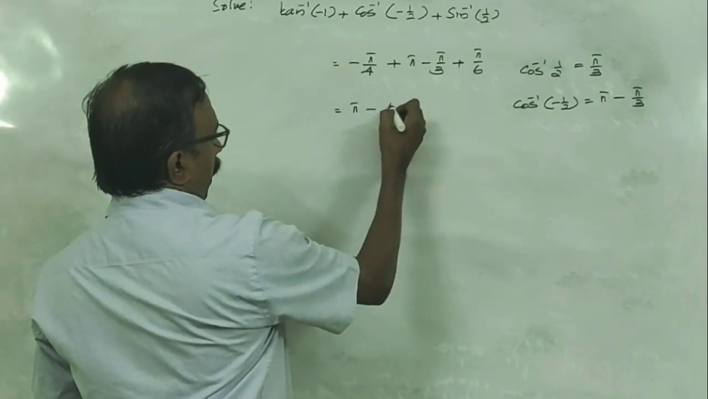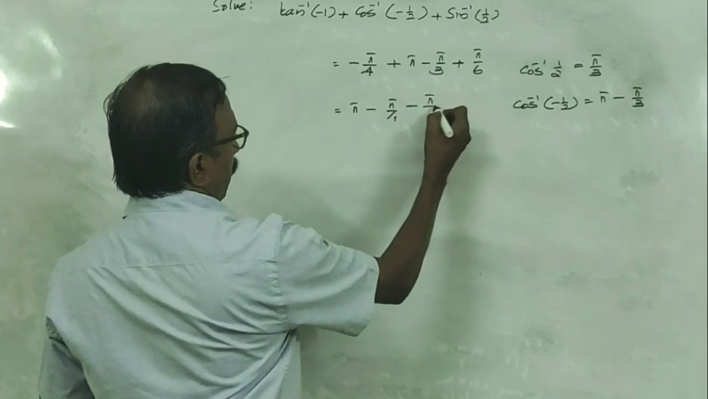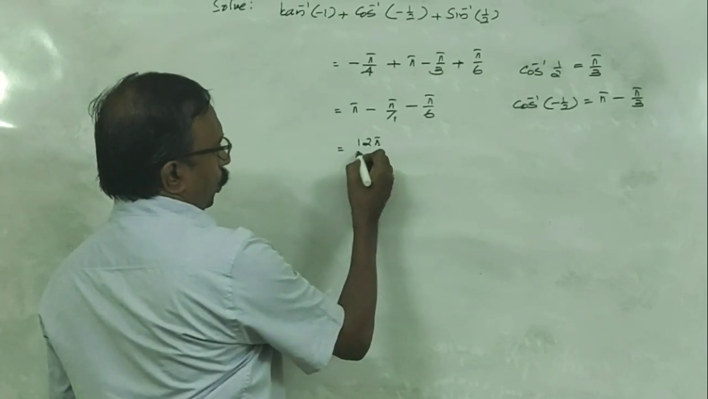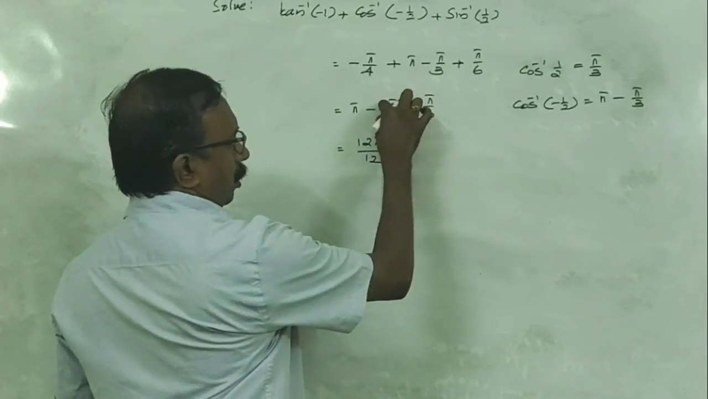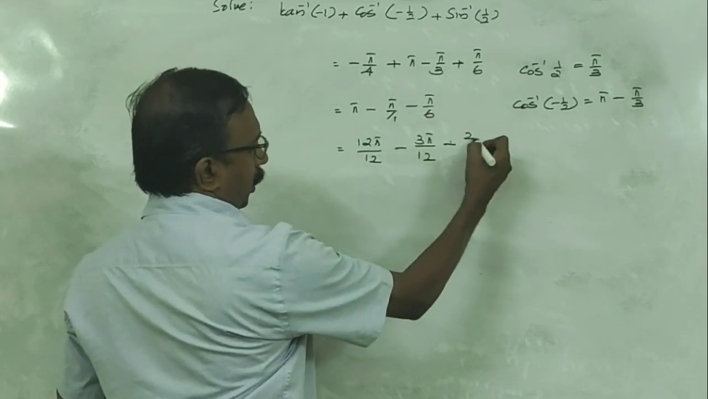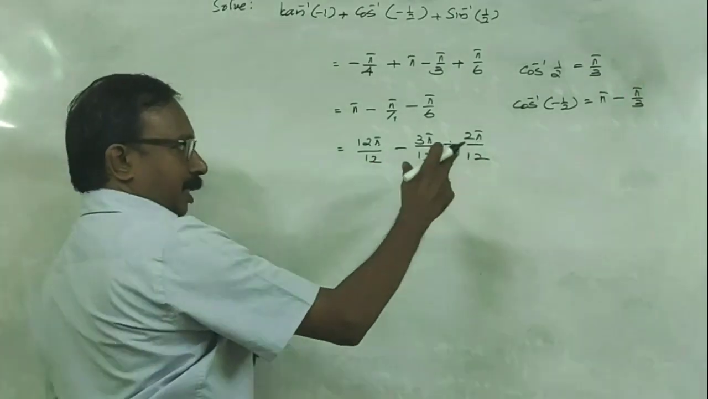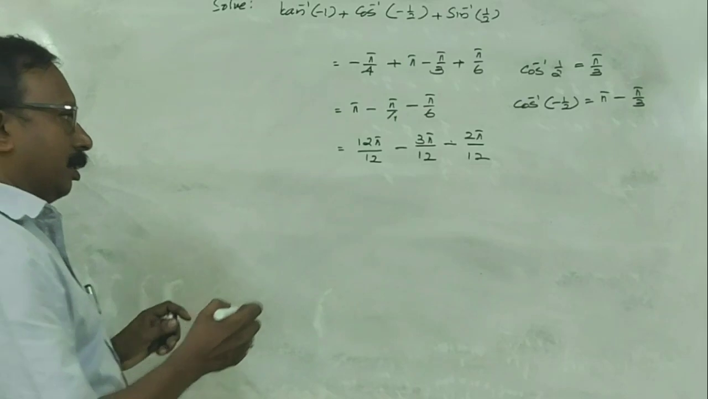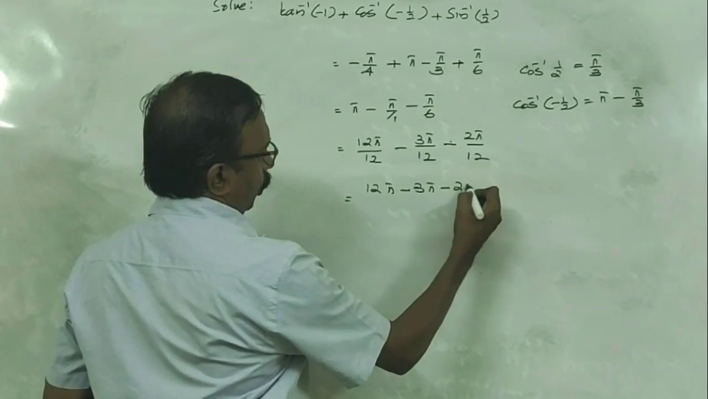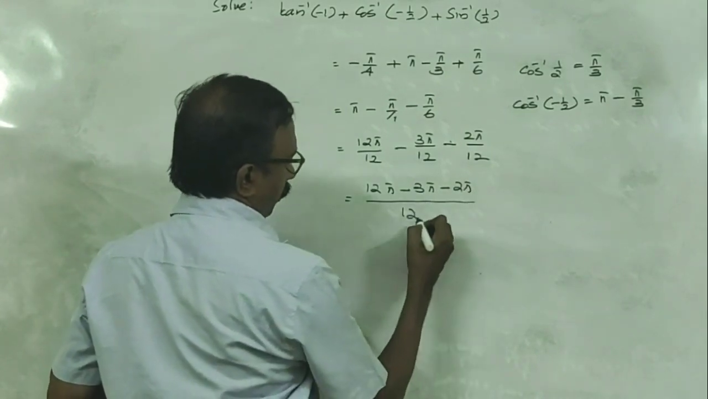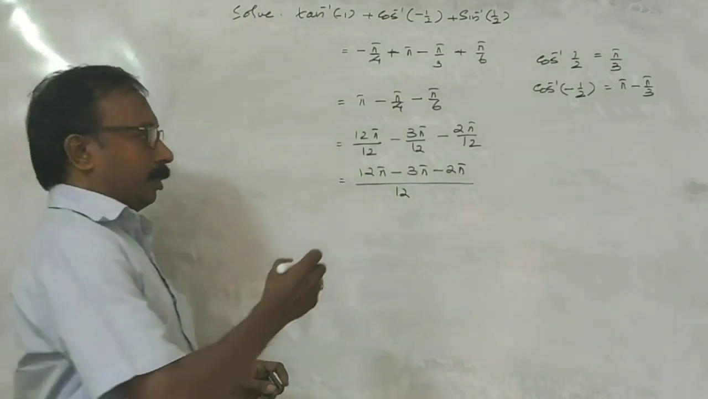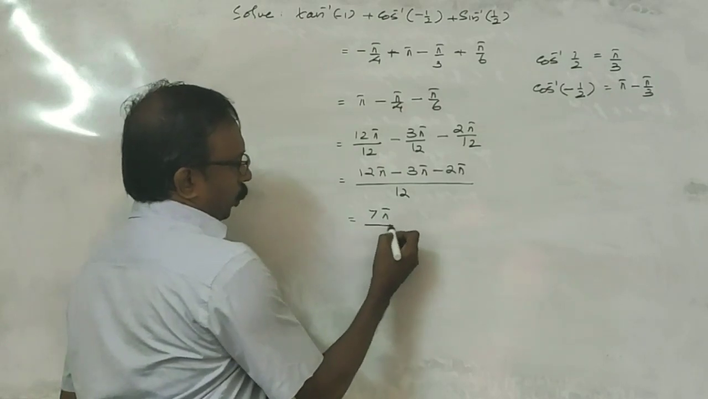Pi minus pi by 4 minus pi by 6. Here the LCM is 12. So, 12 pi by 12 minus 3 pi by 12 minus 2 pi by 12. Now the denominators are the same, we can write the numerators as they are. That is 12 pi minus 3 pi minus 2 pi divided by 12, which is 7 pi by 12, isn't it?